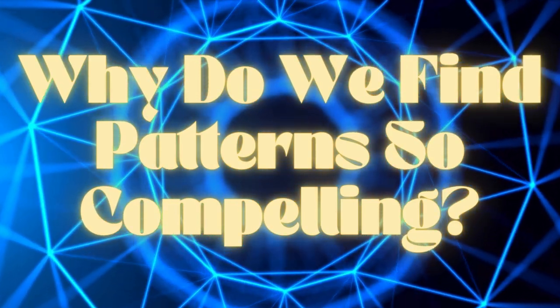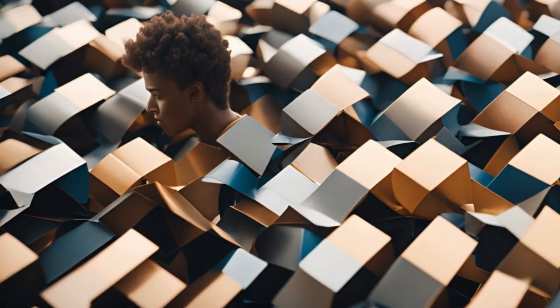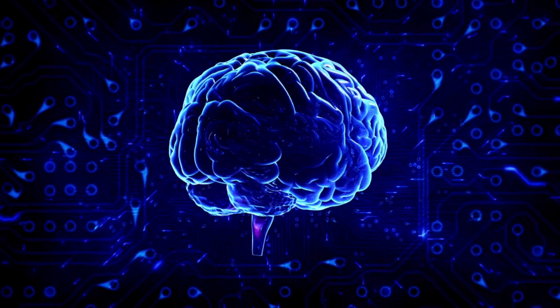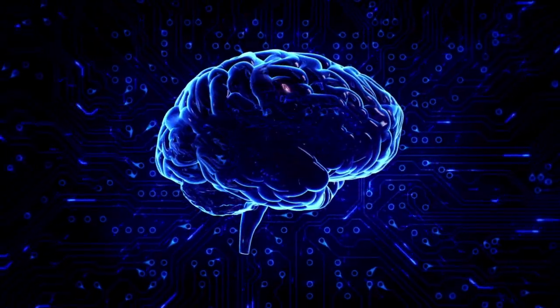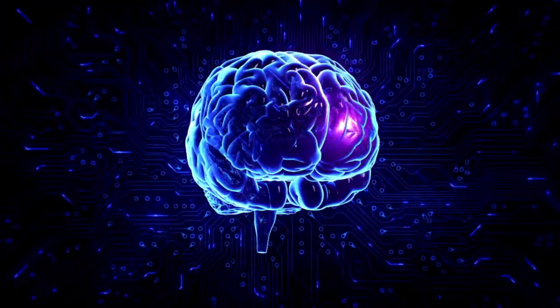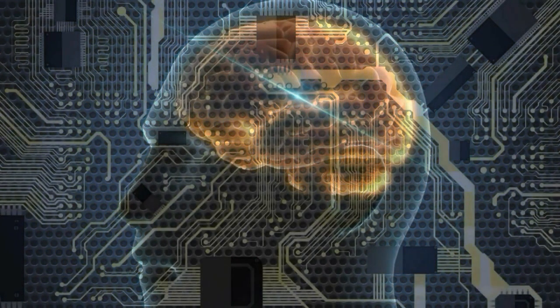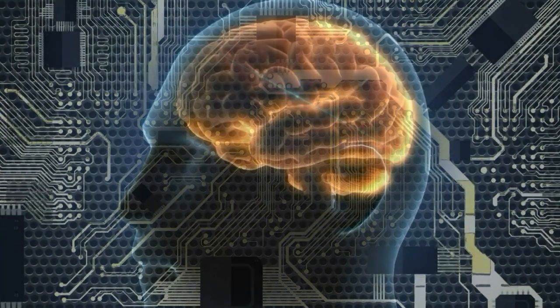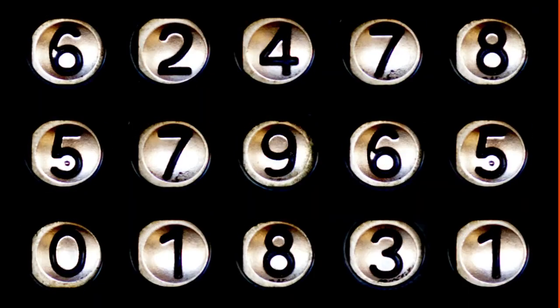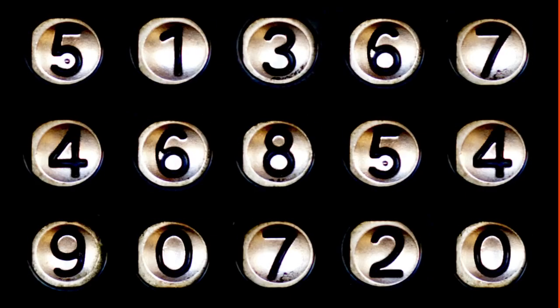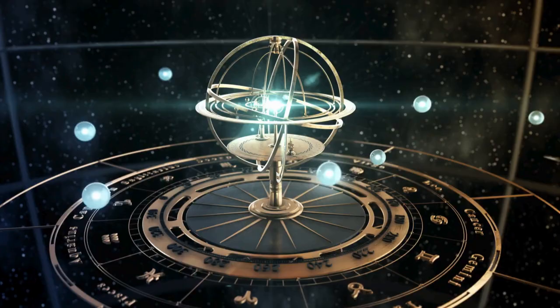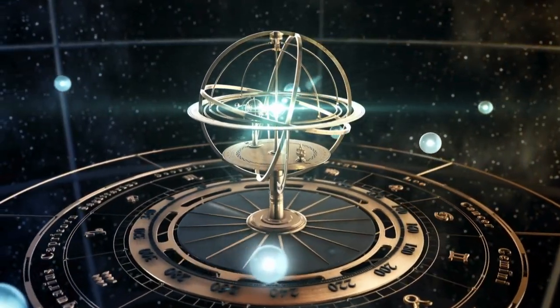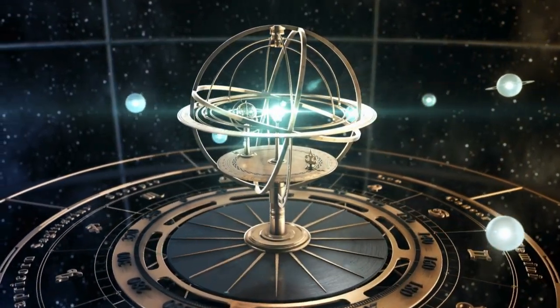Why do we find patterns so compelling? Humans are naturally drawn to patterns. Our brains are wired to look for order in the world around us, and this is where astrology becomes appealing. When we see repeating patterns, whether in numbers, shapes, or celestial movements, we often try to find meaning in them. This is similar to how we use patterns in math to predict outcomes or solve problems. For example, if you know the pattern in a sequence of numbers, you can predict the next number. Similarly, astrology uses patterns in the sky to make predictions about our lives.